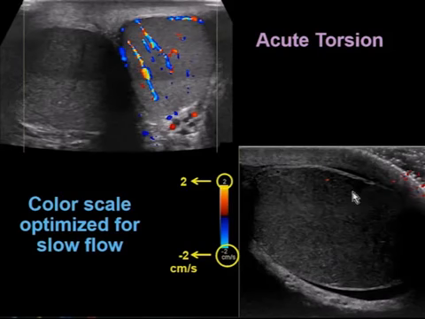It's important when looking for blood flow inside the testicle to optimize the color scale for very slow flow, which we've done here, setting it at 2 to -2 centimeters per second. And still we can identify no flow in the right testicle, whereas we see good flow in the left.